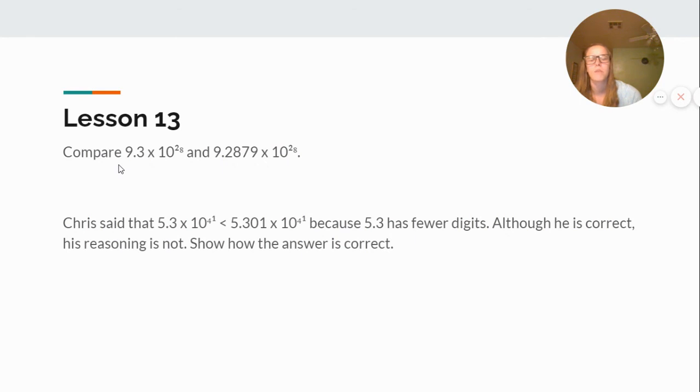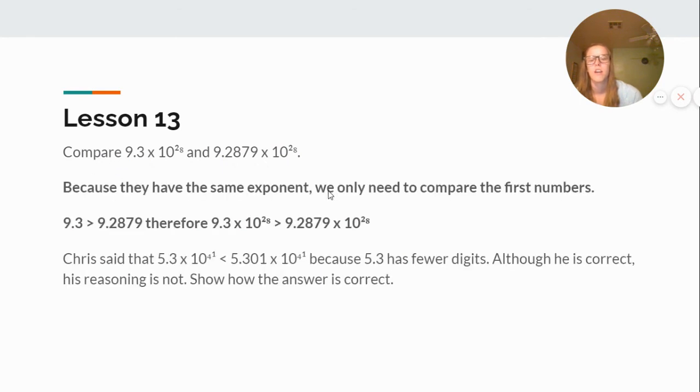So we are comparing numbers written in scientific notation. They have the same exponent. So 9.3 is greater than 9.2879. So then 9.3 times 10 to the 28th is greater than 9.2879 times 10 to the 28th.